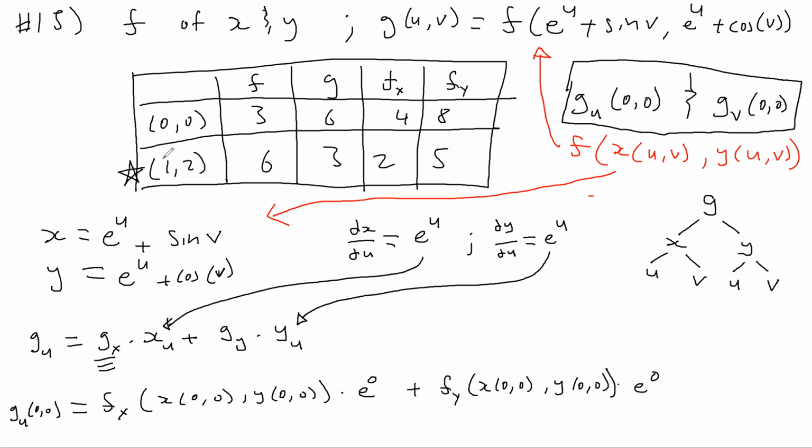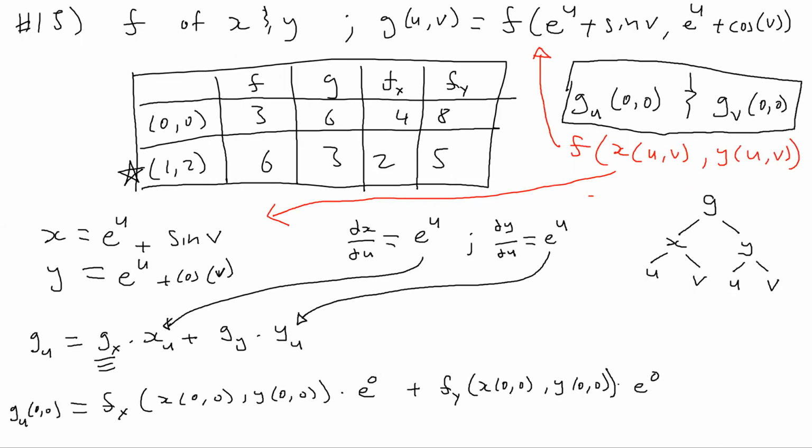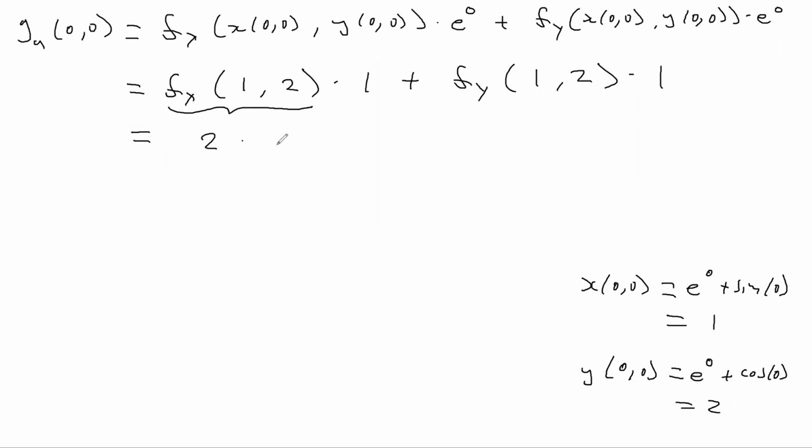f sub x at (1, 2), or at values u equal to 1 and v equal to 2, gives us a value of 2, while f sub y yields a value of 5 at the point (1, 2). So based off this table, that's going to equal 2 multiplied by 1 plus f sub y (1, 2), which is 5, times 1. What is that going to equal? 2 times 1 plus 5 times 1, which is 7.